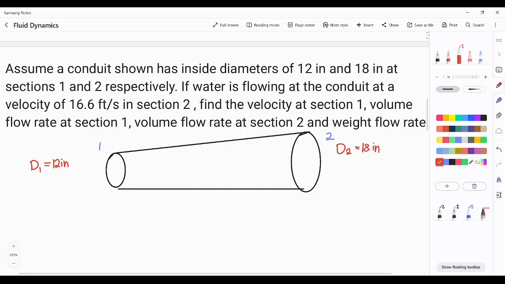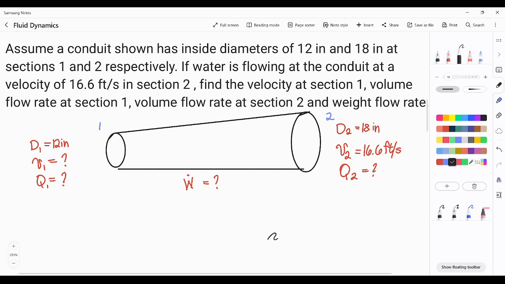It's better to draw it so we could visualize it better. If water is flowing at the conduit at a velocity, so given a velocity at section 2 which is 16.6 feet per second, we are asked to find the velocity at section 1, the volume flow rate at section 1 which is Q1, the volume flow rate at section 2, Q sub 2, and the weight flow rate. Let's solve this problem. Very basic again.